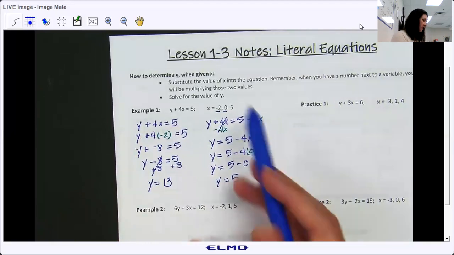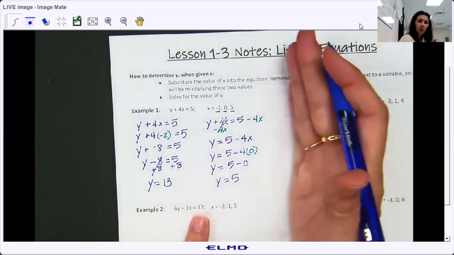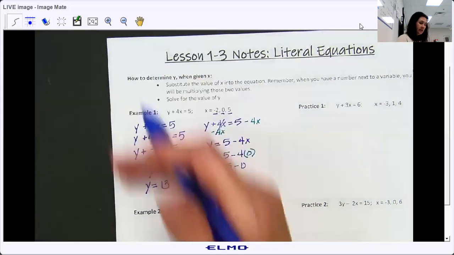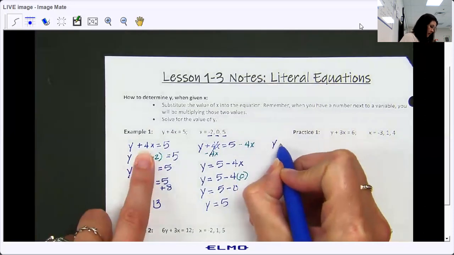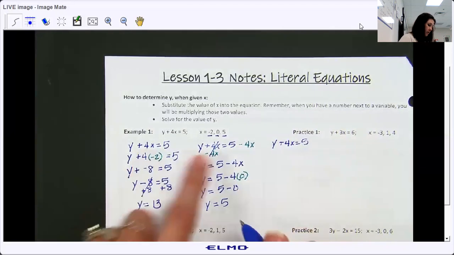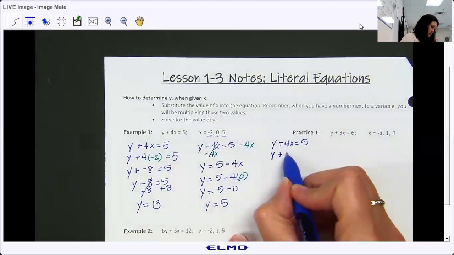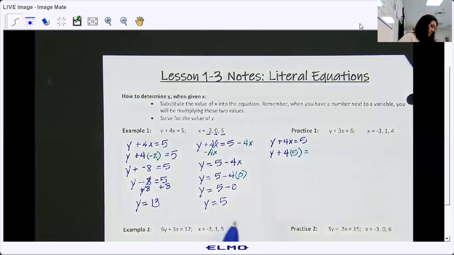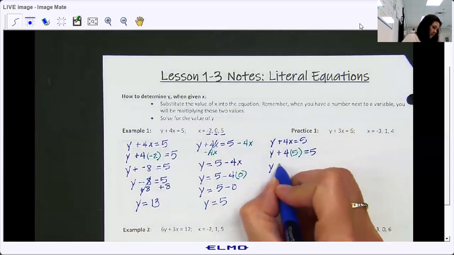So now I'm going to solve by plugging 5 into my equation. And I will be going over into the practice. We're actually not going to do the practice side. We're just going to do the example side. So let's see. I'm going to choose this method over here. Y plus 4X equals 5. And I'm going to plug in 5 where my X is. Y plus 4 times 5 equals 5. So 4 times 5 is 20.